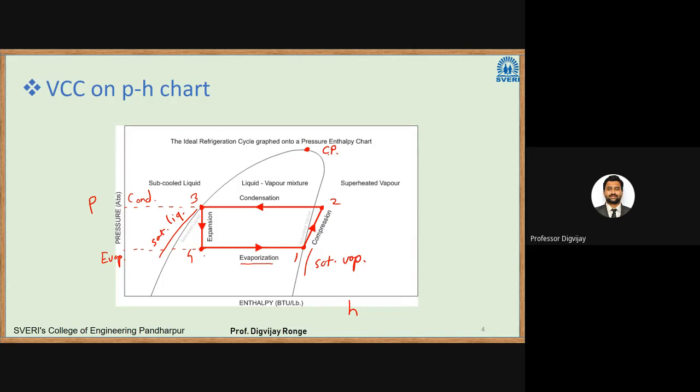At 4, we have low temperature, low pressure, liquid plus vapor refrigerant, and that will pass through the evaporator. Why is it a liquid plus vapor refrigerant? Because it is lying in between the saturated liquid curve and the saturated vapor curve. On the left of the saturated liquid curve we have subcooled liquid. On the right of the saturated vapor curve we have superheated vapor. Whatever is in between is nothing but a liquid vapor mixture.